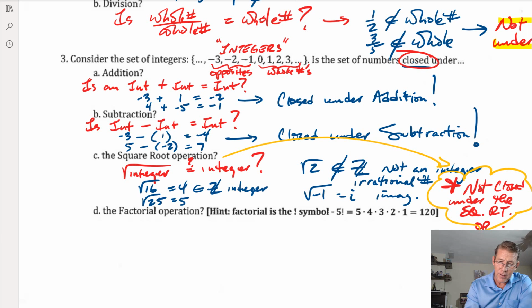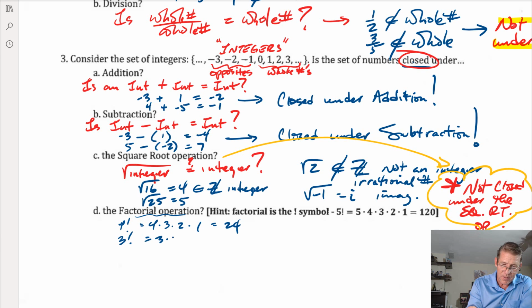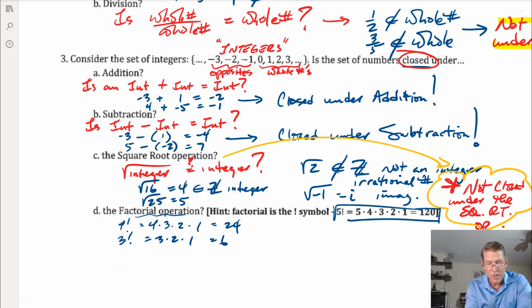Okay, now in this one here, is it closed under the factorial operation? So let's analyze. 4 factorial gives you 4 times 3 times 2 times 1, which is 24. 3 factorial is 3 times 2 times 1, which is 6. They give you this example right here. All right, 5 factorial is 5 times 4 times 3 times 2 times 1, which is 120. But it turns out that factorials are only defined on positive numbers.